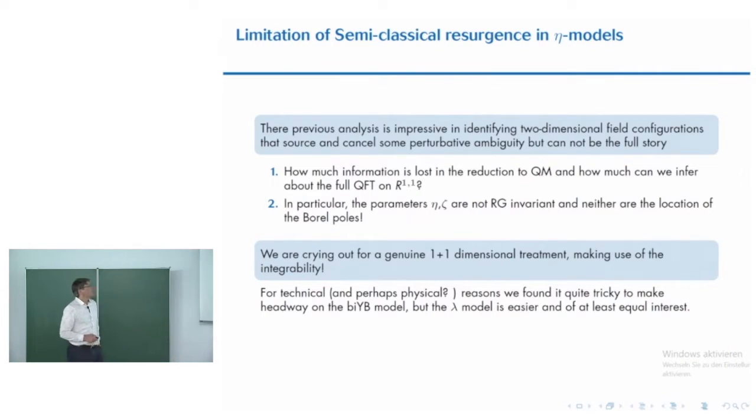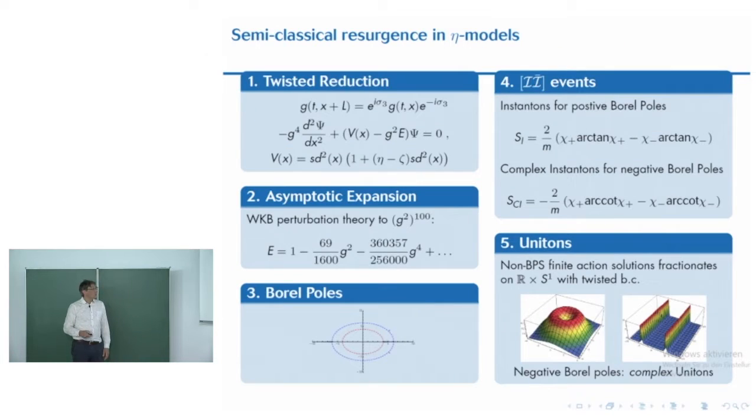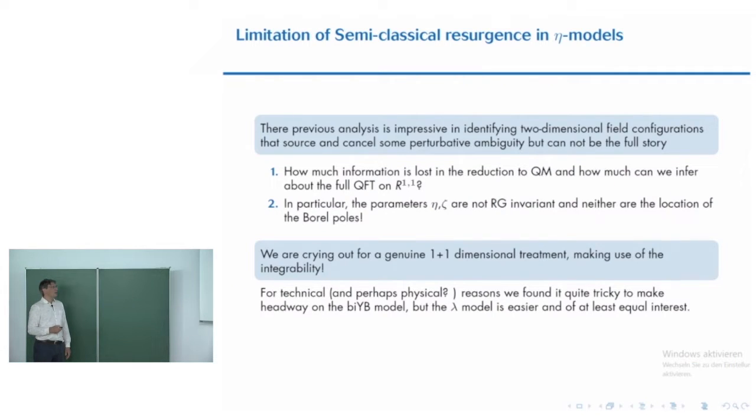I'm going to speed up a bit. So I like that analysis, but it's limited. And the reason it's limited is we reduced to quantum mechanics. So how much did we really know about the full 2D QFT? That's one reason. And another reason we know that this analysis must be a bit crude is that these instanton actions, which involve the parameters eta and zeta, are not RG invariant quantities. So I'm not sure the location of this pole is RG invariant under the flow of the eta model. So I'm not really sure what this means at a truly quantum level.